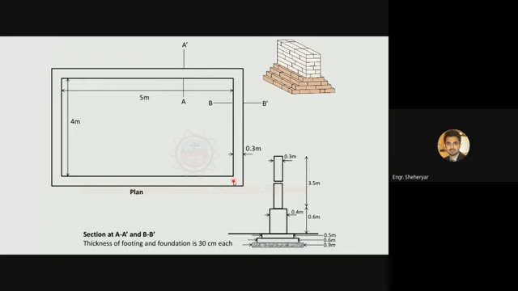When you are selecting a wall as a long wall, you will measure its length from the outer edge to outer edge, and when you are considering a wall as a short wall, you will measure its length from the inner edge to the other inner edge. Does anyone have any question up to here? No, clear sir. Okay.